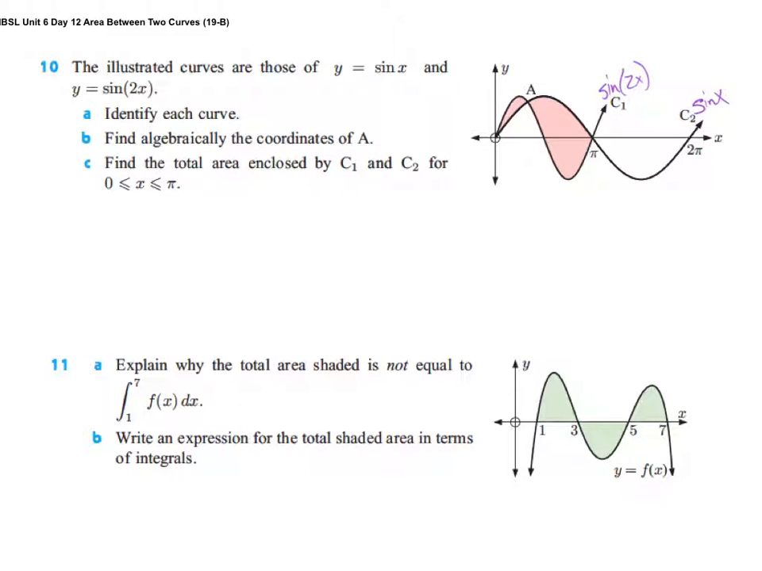Set them equal to each other. So we have sine of x equals sine of 2x. So how in the world are you going to solve that? Divide by sine of x and you get 2 equals nothing. No.